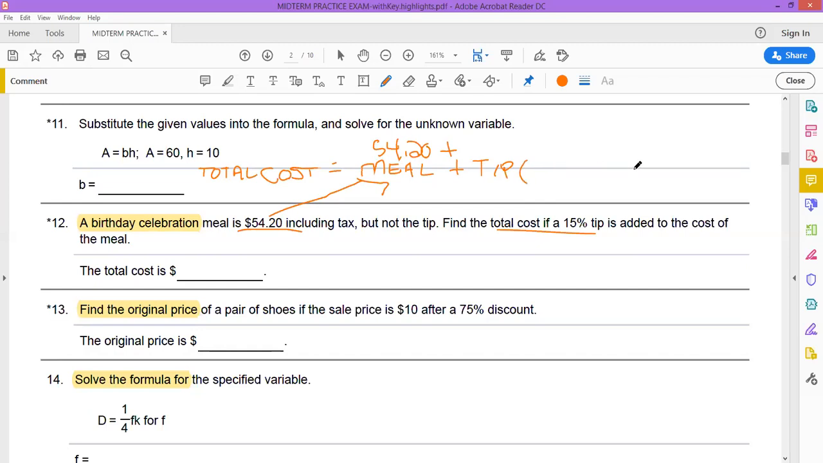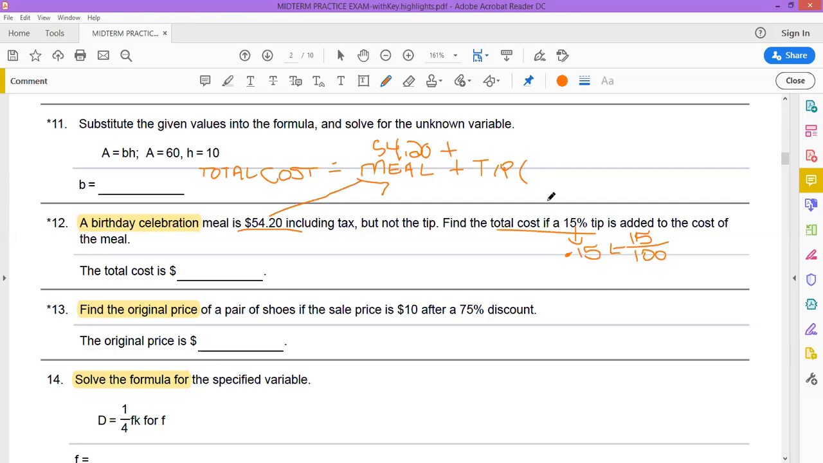So we need to find this value. And to get the tip, we're going to multiply this 15% as a decimal. Remember to change this to a decimal. So it'll be 0.15 as a decimal. You either divide by 100 or you remember to move your decimal 2 places to the left. And that's how we convert a percent to a decimal. We shift the decimal point 2 places to the left, or you can divide by 100.